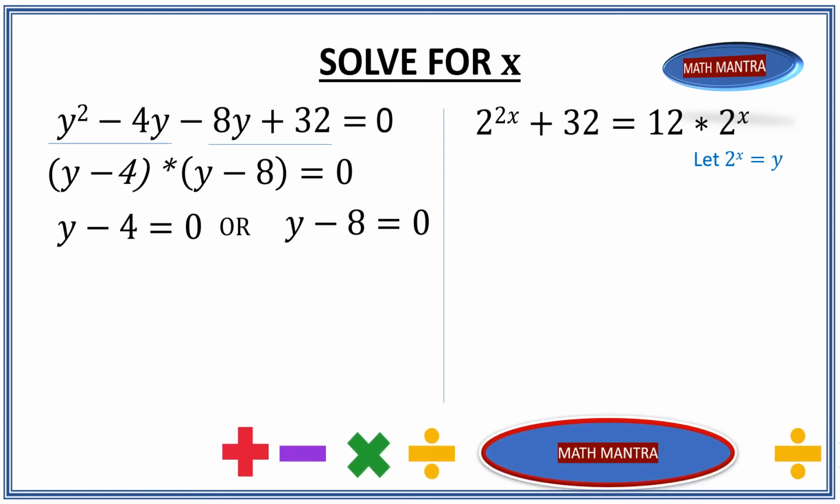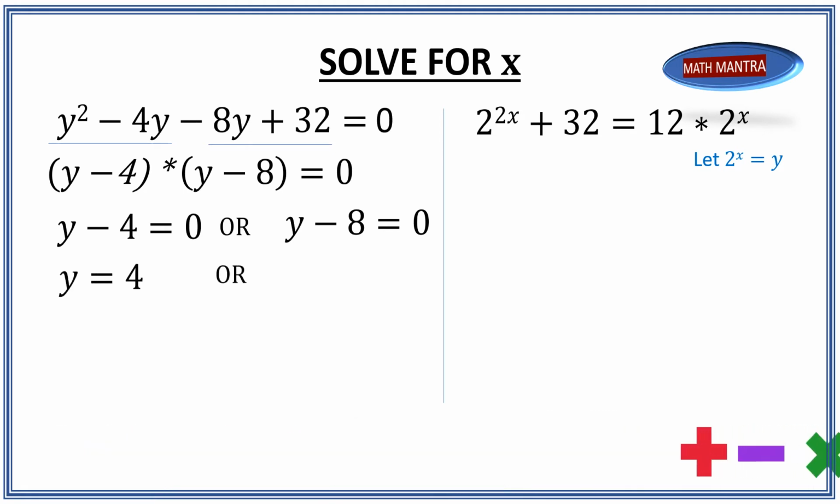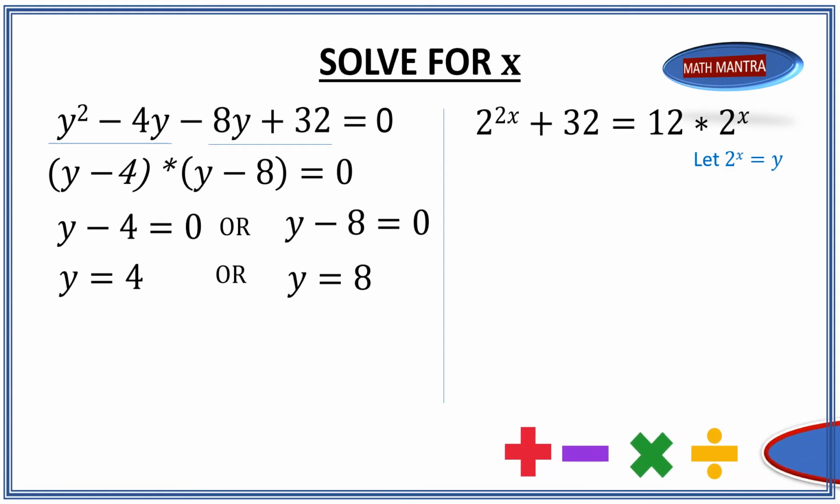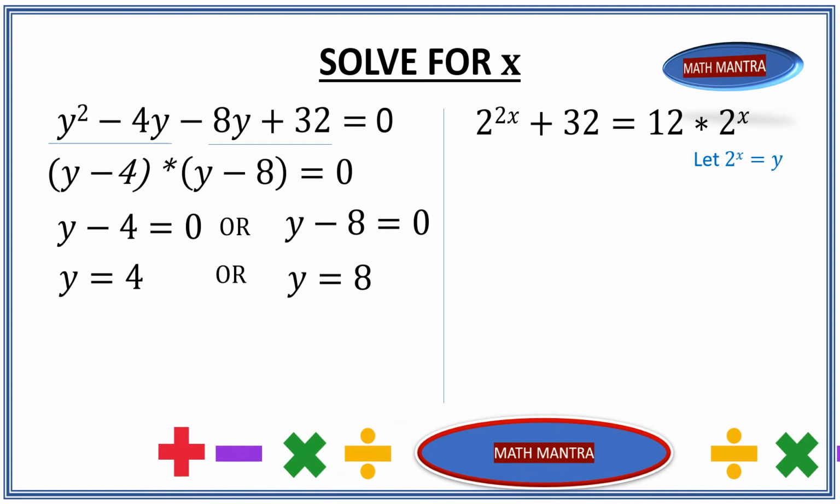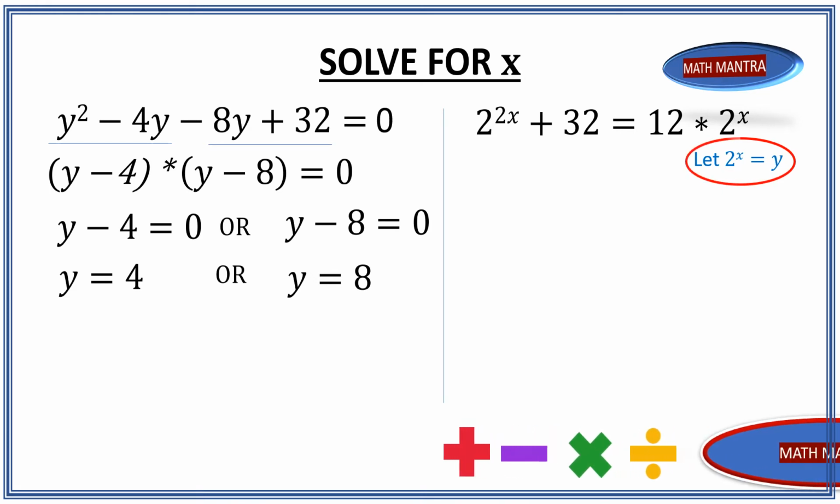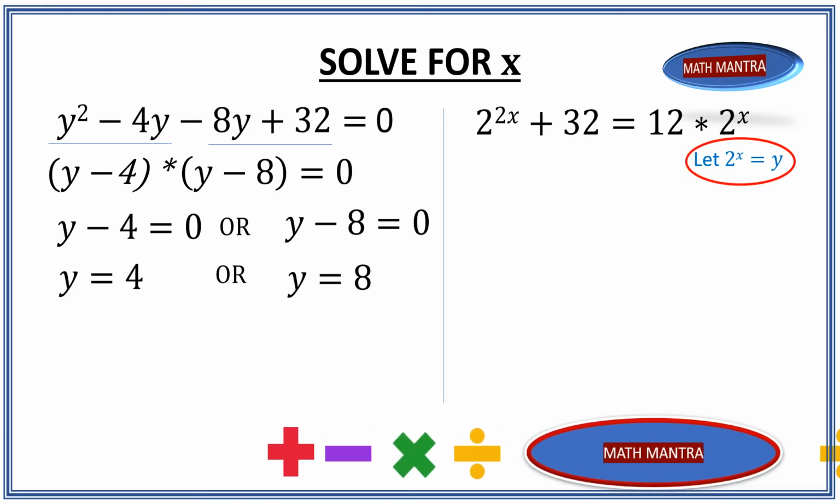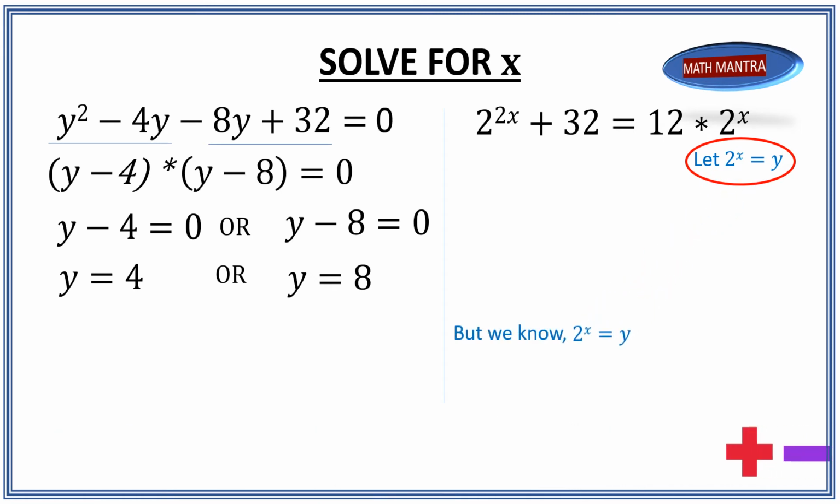So y minus 4 equals 0 will give us y is equal to 4, and y minus 8 equal to 0 will give us y equal to 8. So now, as we know, that is the solution for y. Well, what we are looking for is the solution for x, right? So if you recall, we assumed 2 to the power of x is equal to y, right? So let's substitute the value of y into 2 to the power of x on each side.